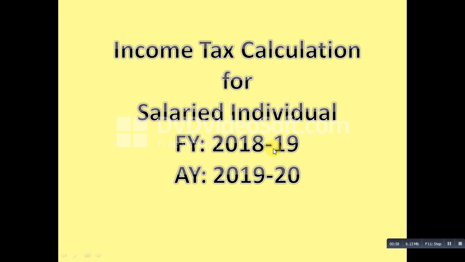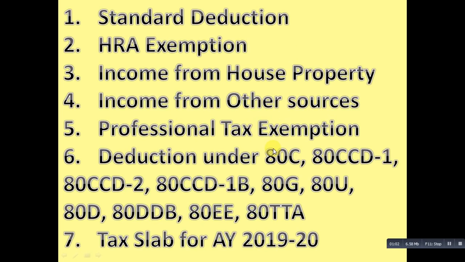So the first point is the standard deduction. From the current financial year, the Government of India has introduced the standard deduction of rupees 40,000 for each salaried individual. Second point is the HRA exemption. We will discuss it with the help of an example. Third point is the income from house property. Then fourth is the income from other sources. Number fifth is professional tax exemption.